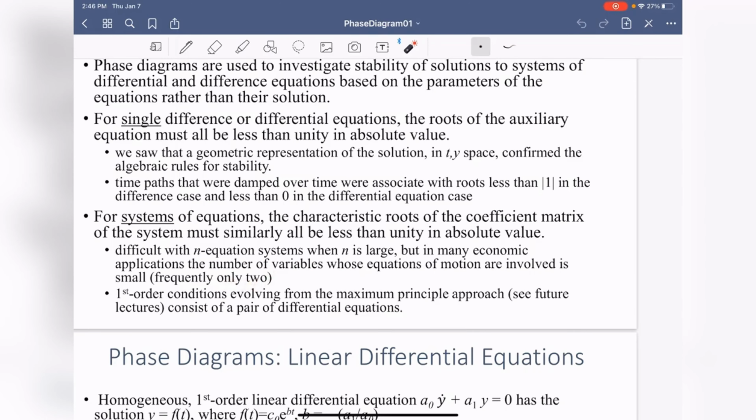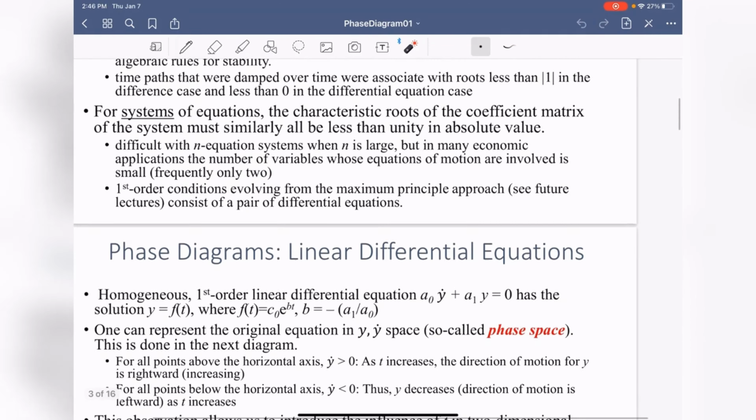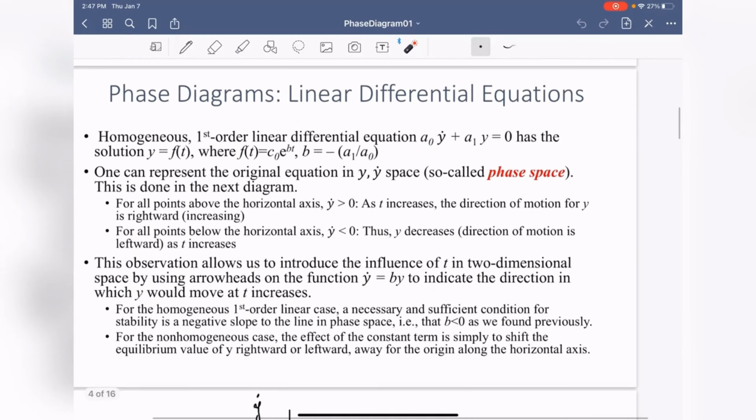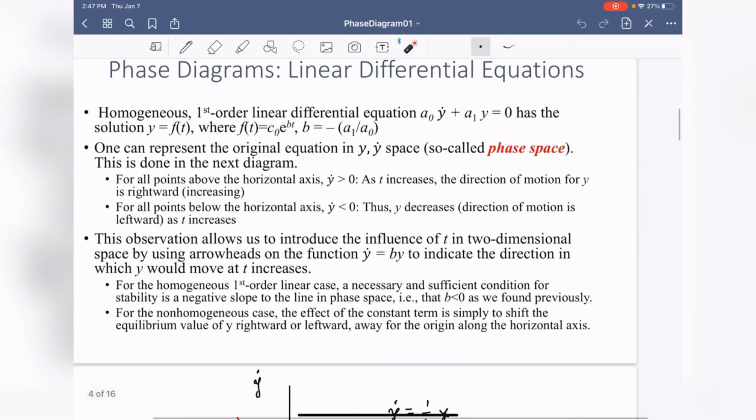In fact, we're going to look at the next set of lectures, and we'll see that most problems can be looked at by having only 2 variables and 2 equations of motion. First order conditions evolving from the maximum principle approach, and again, see the lectures to come, consist of a pair of differential equations. So let's look at linear differential equations using phase diagrams.